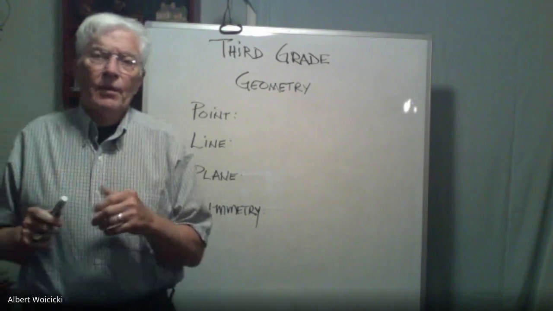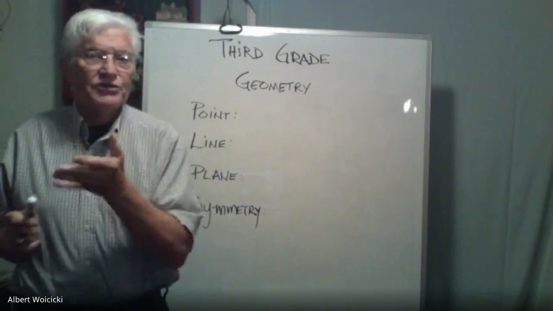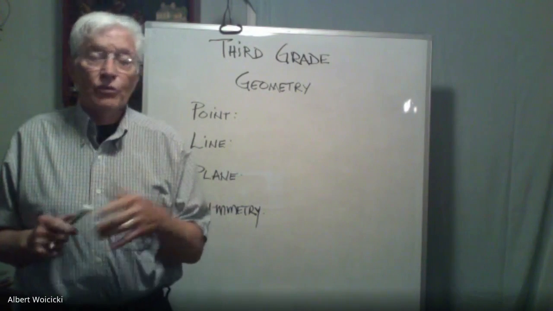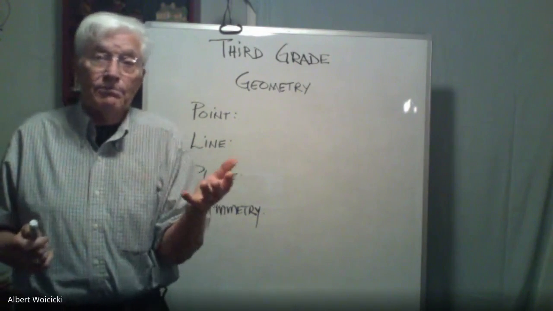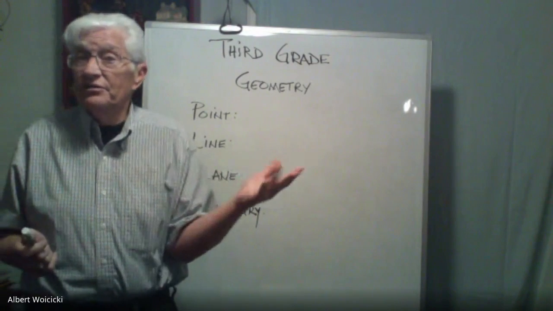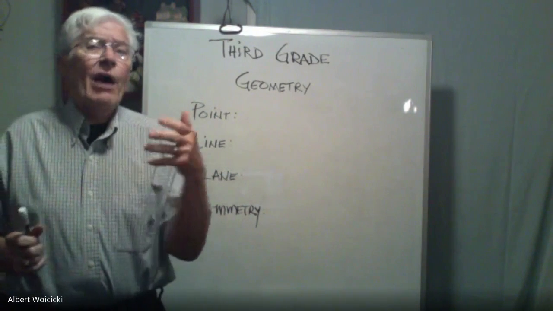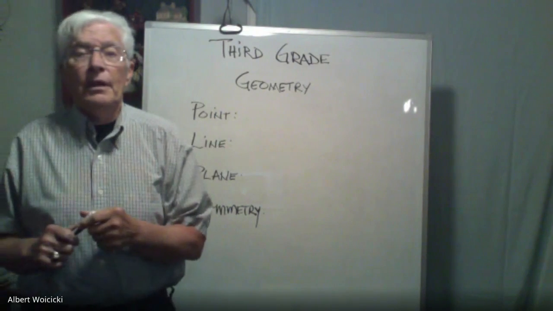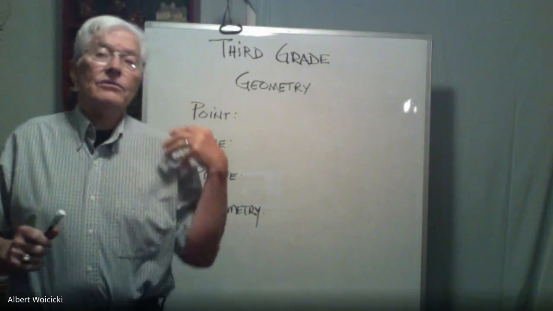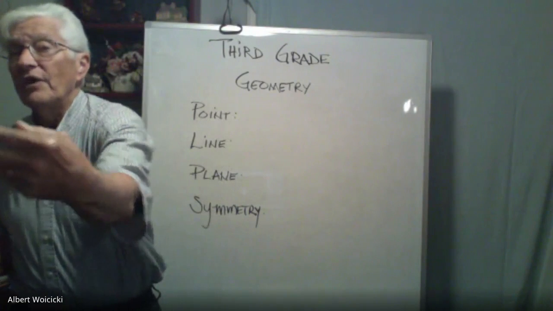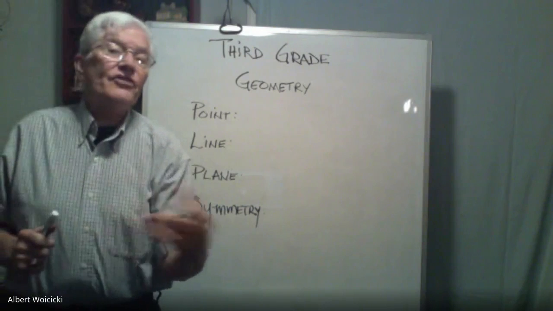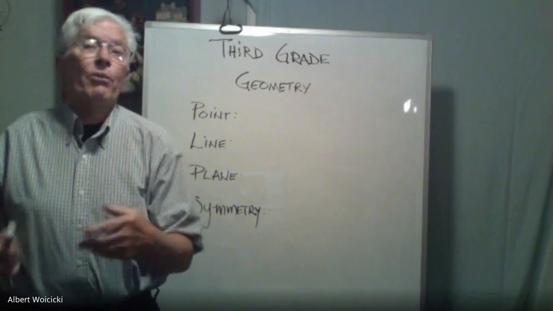Now, when we're talking about this with our youngsters, how do we talk to them about this? Do we just simply say a point is this, a line is this, a plane is this? Or do we allow them to think about what they are? I suggest that you go the last way. Ask them what they think a point is.